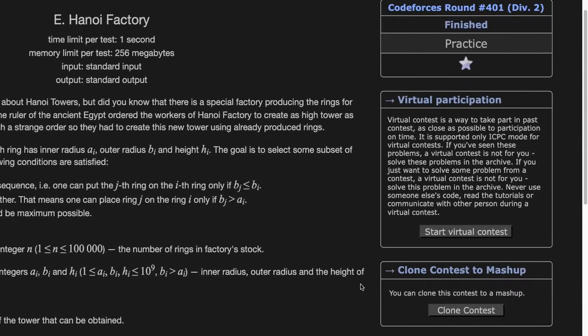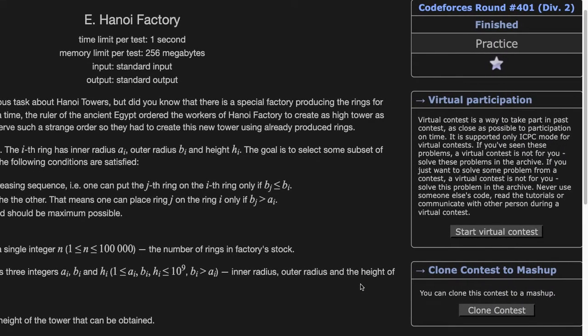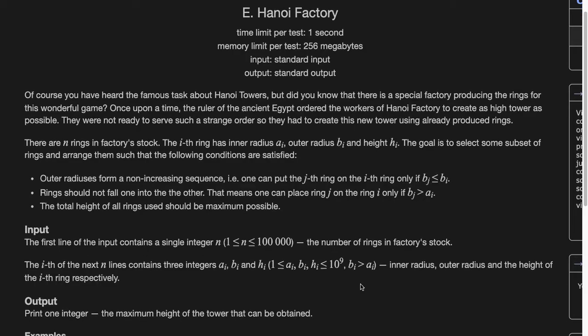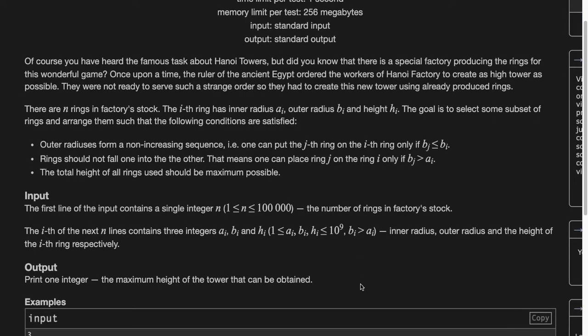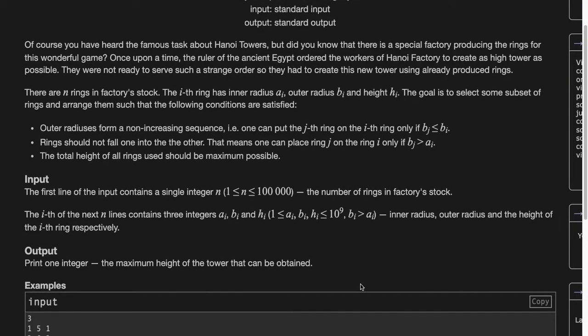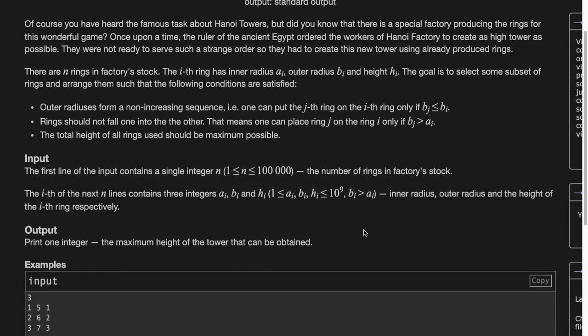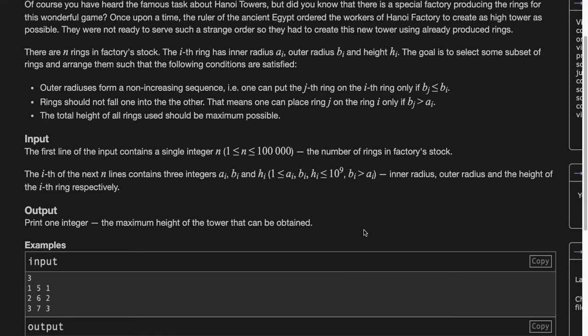Problem 777E, Codeforces Round 401 Div 2. In this we've been given n rings. Each ring has an inner radius, outer radius and a height. We need to find a way to arrange these rings such that the total height of all rings should be maximum possible under the constraint that we stack ring J on top of ring I.